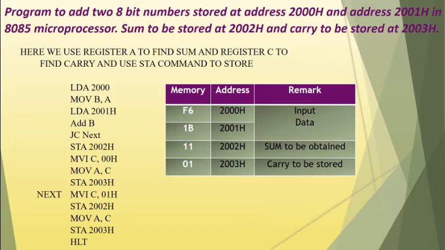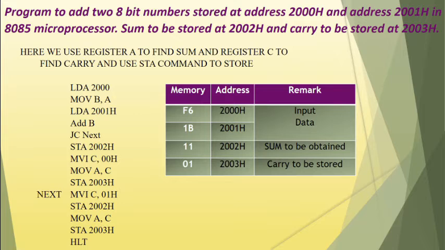So in this particular program, the first thing we have to do is load the contents of the accumulator from the memory location 2000H. For this, the command is LDA 2000H. Now thereafter we have to move the contents of the accumulator to register B. For that the command is MOV B, A. Now we have stored the first number into the register B.